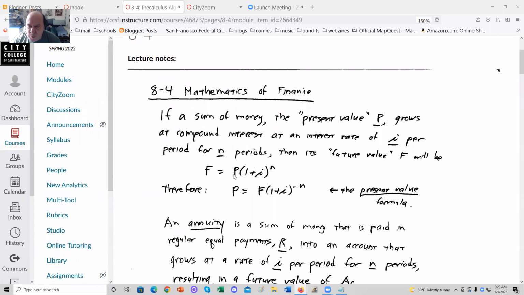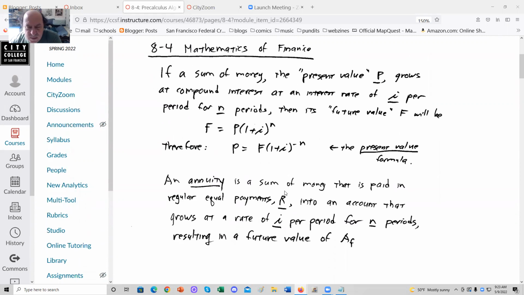Starting with a present value P, it grows at compound interest with an interest rate of I per period for n periods. The future value would be P times (1 plus I) to the nth power. Going backwards to calculate P by dividing out, P equals the future value times (1 plus I) to the negative nth power. That's the present value of a future value given n periods at interest rate I between now and then.